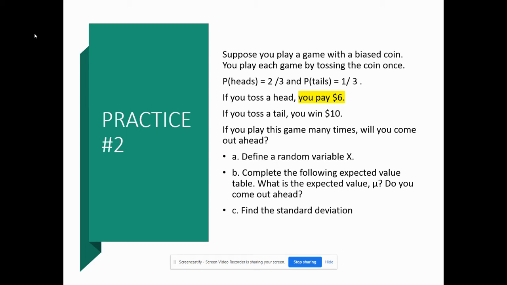So A, define a random variable. B, complete the following expected value table. What is the expected value or the mean? Did you come out ahead? And find the standard deviation.